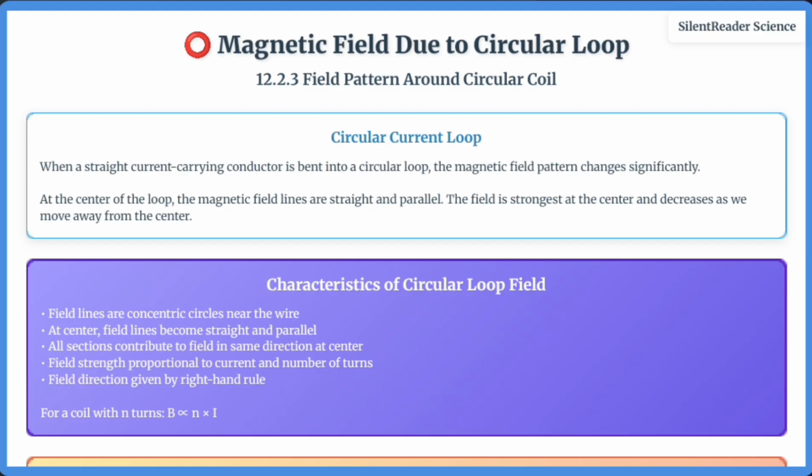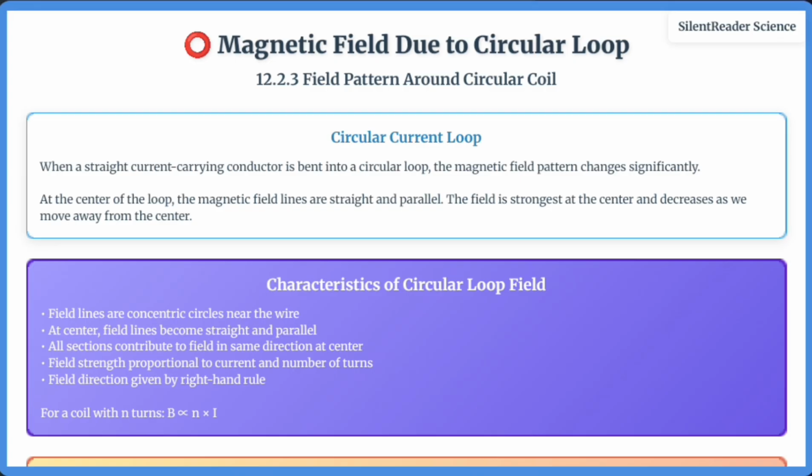All sections of the circular loop contribute to the field in the same direction at the center. The field strength is proportional to the current and the number of turns. For a coil with N turns, the magnetic field is proportional to N times I. We can demonstrate this with an activity using a circular coil with many turns through cardboard connected to a battery.